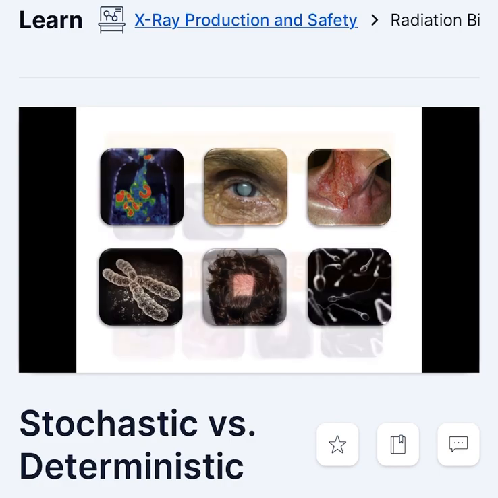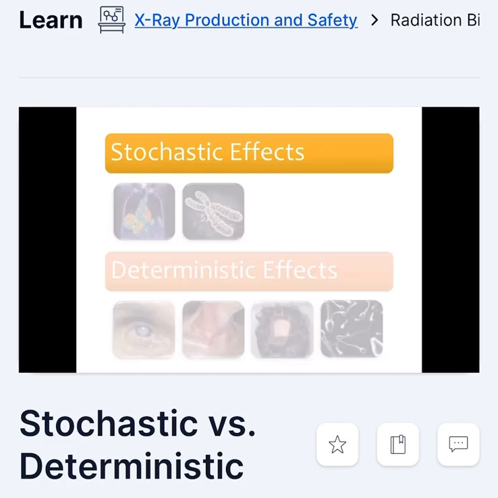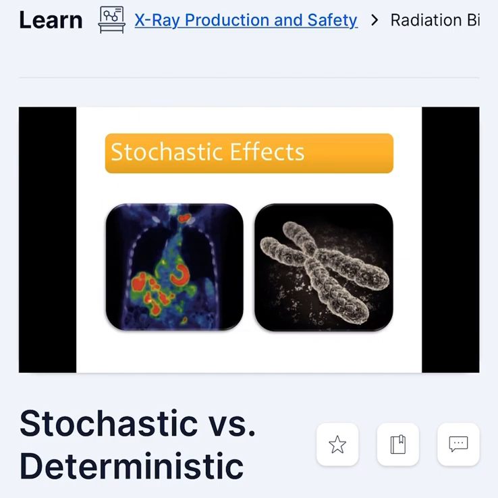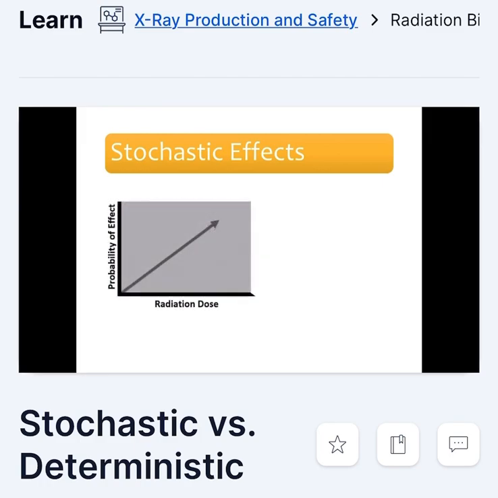All of these damaging effects can be organized into just two categories: stochastic effects and deterministic effects. Stochastic effects include things like cancer and genetic mutations. The word stochastic simply means random and unpredictable, which is a good description of these effects. That's why stochastic effects are sometimes called probabilistic effects, because whether or not these effects happen is based purely in probability. At low doses of radiation, stochastic effects like cancer are possible but not likely.